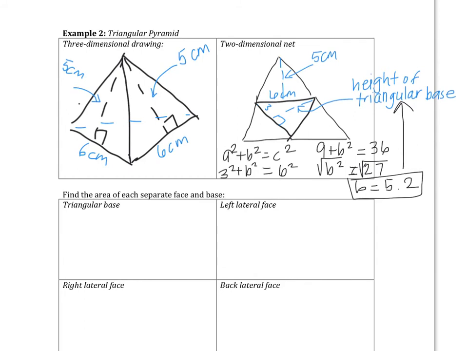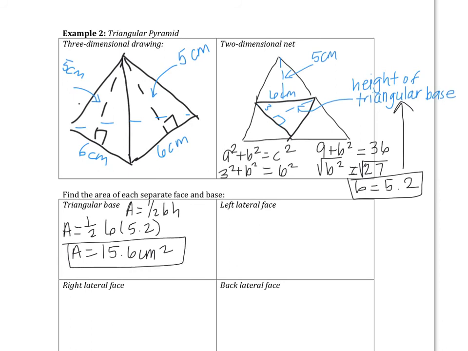So now that I have that, I go over here and I find the triangular base area. Area equals half base times height. Area equals half of 6, and now we know the height is 5.2. And so we do the math on that, and we get area equals 15.6 centimeters squared, and that's of the triangular base only. Now we have to find the area of the other sides.